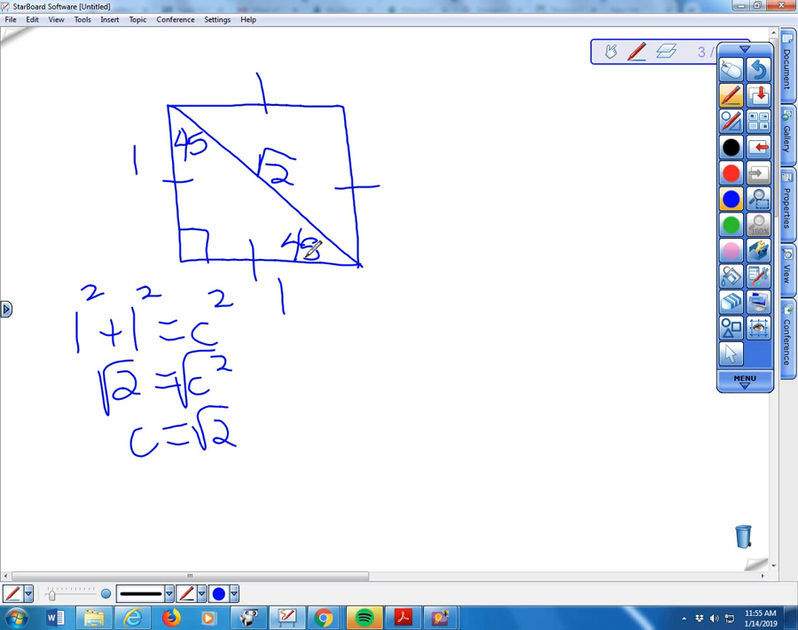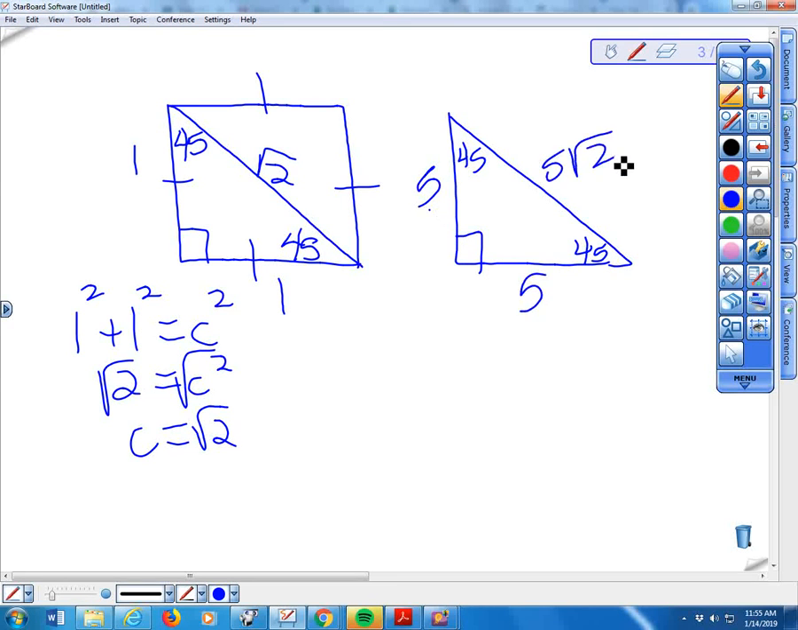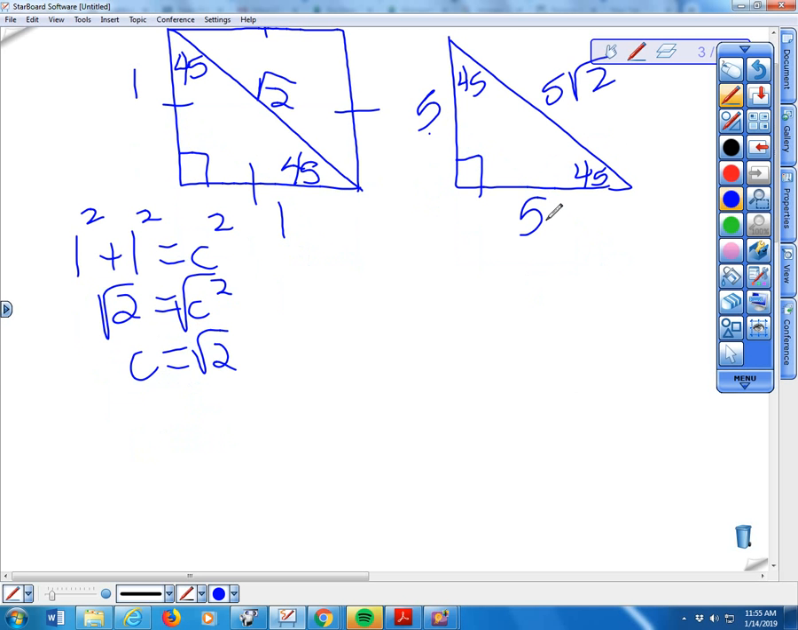Okay? What this means is if I have a 45, 45, 90, and this is 5, it becomes 5, 5, 5 square roots of 2. Okay? So to get from this leg to the hypotenuse, I multiply the leg by the square root of 2.